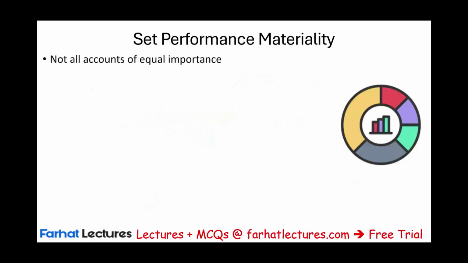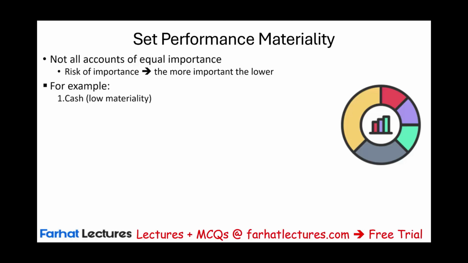So when we set performance materiality, we assume not all accounts are of equal importance. There's a risk of importance. The more important the account, the lower the threshold. For example, cash is important. Cash, we have set the cash flow materiality. The more important and the easier to audit, the more we do. And cash hits both.